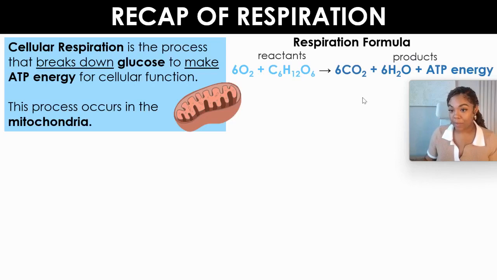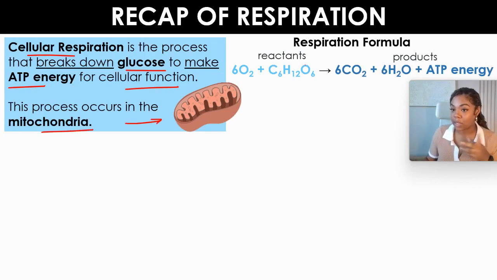But before we go into fermentation, we have to recap cellular respiration so that we can compare these two processes to be able to answer that question. Cellular respiration is the process that breaks down glucose to make ATP energy so that our cells can function. And this occurs in the mitochondria, and a picture of that is here.